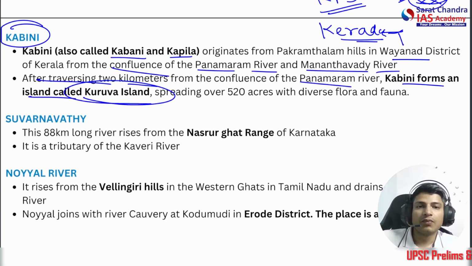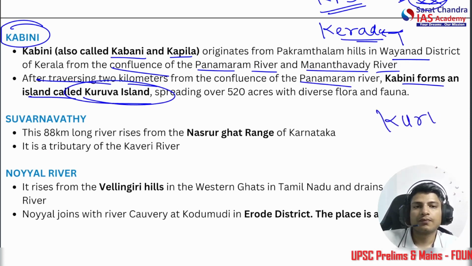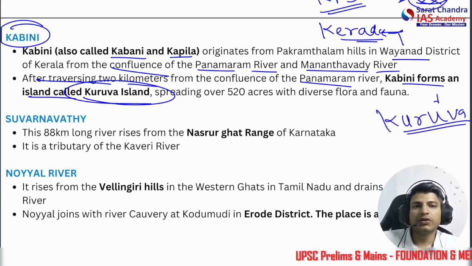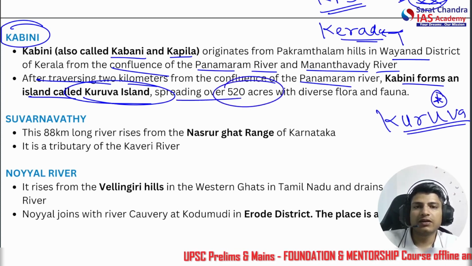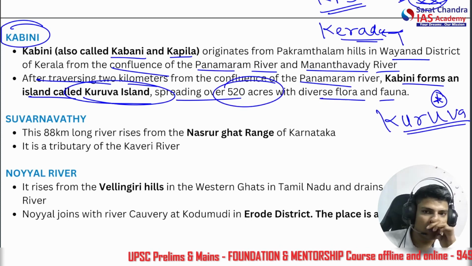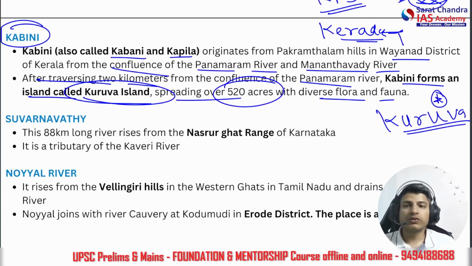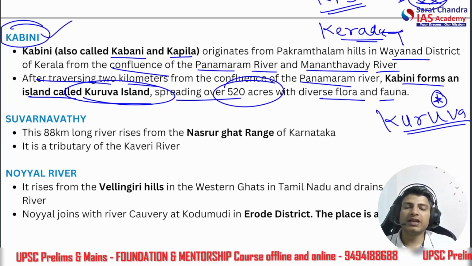Okay, there are Kuruva people also. It's a name of a tribal community, Kuruba. So spreading over 520 acres with diverse flora and fauna. So Kuruva Island is formed by which river? Which of the following rivers? So the answer will be Kabini river.